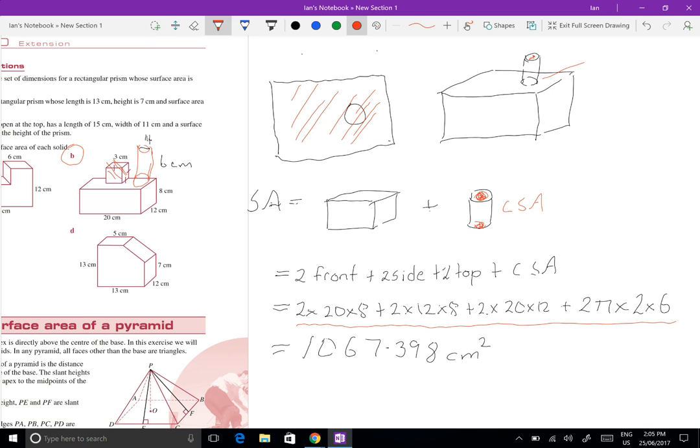The only dangerous part is making sure that you use the radius, not the diameter of the cylinder on top. And that's it. So good luck with that one.